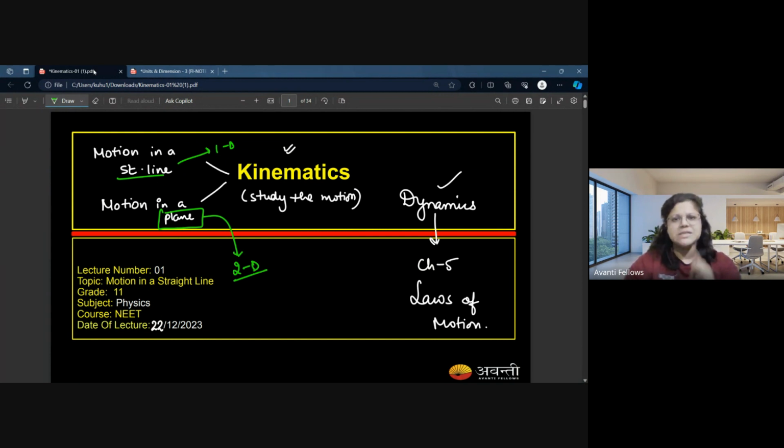So all the basics, all the variables of motion, we will discuss in today's lecture. In another lecture, we will discuss projectile motion. And in the third lecture, we will talk about relative motion. Is that cool? That's how I divided this kinematics into three lectures.